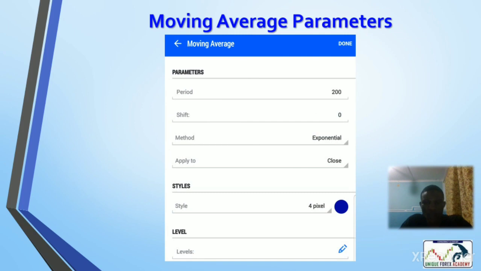These are the settings for moving average, which will be on the main chart. So the period should be 200. You can just put in these settings there. So the period should be 200, shift to be 0, and the method should be exponential. Should be applied to close. Then you put this color blue here for the start. Then you select the 4 pixels here.